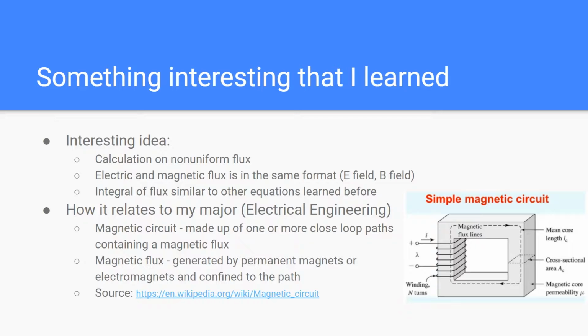How this week's topic relates to my major is that a magnetic circuit is made up of one or more closed loop paths containing a magnetic flux, as you can see on the right. And as we learned, magnetic flux is generated by permanent magnets or electromagnets and confined to the path. So it's interesting to see how magnetic flux relates to creating magnetic circuits.